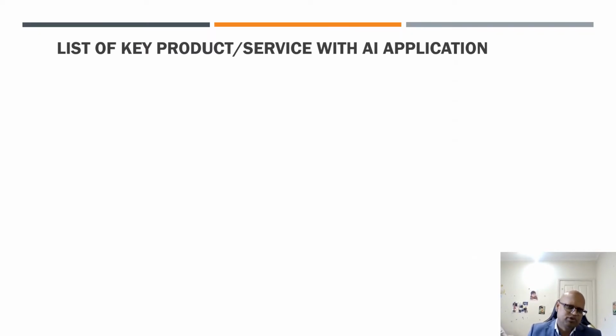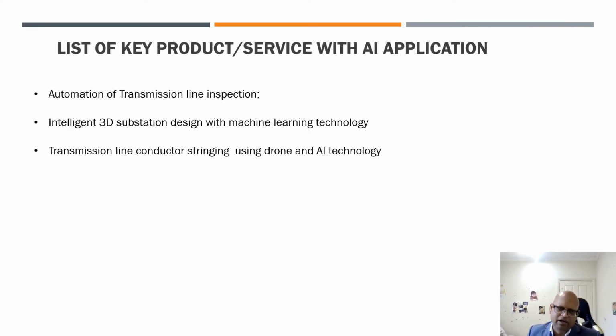Here are the three key projects in our company's offerings where AI is used. Automation of transmission line inspections. We'll talk about this project in detail in the following slides. Intelligent 3D substation designs with machine learning technology. Transmission lines conductor stringing using drones and AI technology.